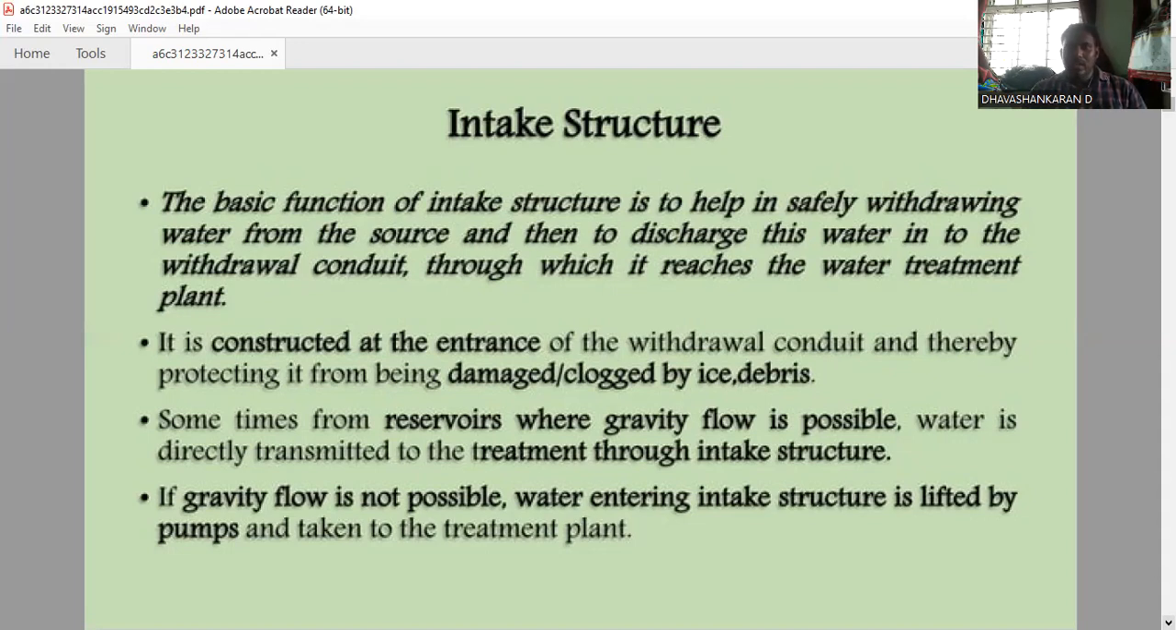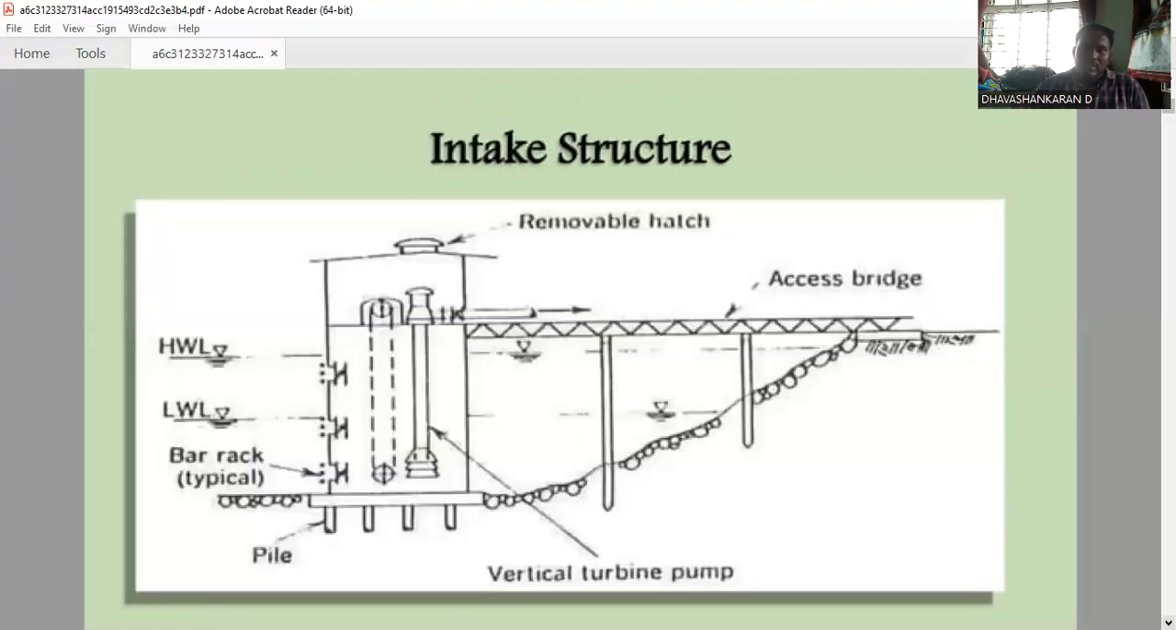Sometimes from the reservoir, where gravity flow is possible, the water is directly transmitted to the treatment through the intake structure. Directly, the water can be processed through the treatment structure and the treatment is carried out. If gravity flow is not possible, water entering the intake structure is then lifted with the help of pumps. We cannot always provide water that flows by gravity. Some may have sloped areas, so from that gradient we provide a pumping station to pump the water from one source to another. So this is the intake structure.